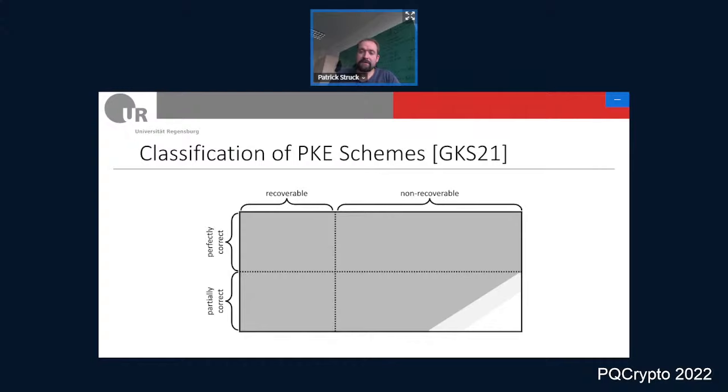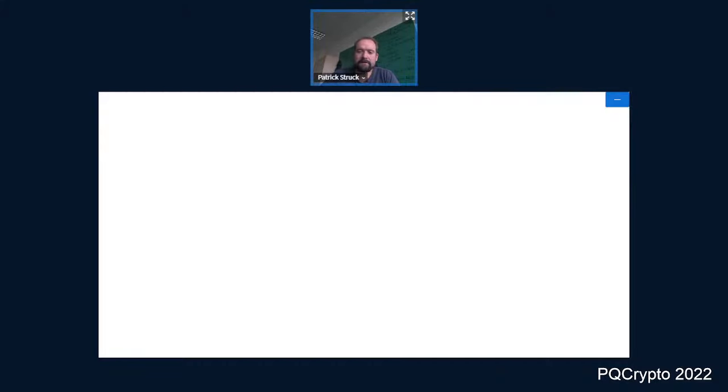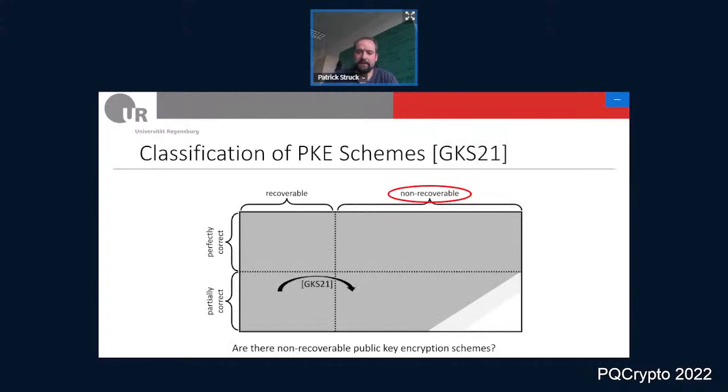Based on this property with the recoverability and decryption failures, we can classify public key encryption schemes, which we did in prior work. The interesting ones for our question are now these non-recoverable schemes, because for the recoverable ones, we know that we can realize this operator, and now we're looking for one where we cannot do this. So the question is, are there any non-recoverable public key encryption schemes? So far, we only know via a generic transformation that we developed, based on a trapdoor permutation, that we can convert recoverable schemes into non-recoverable ones.